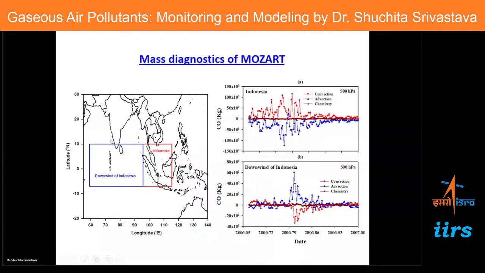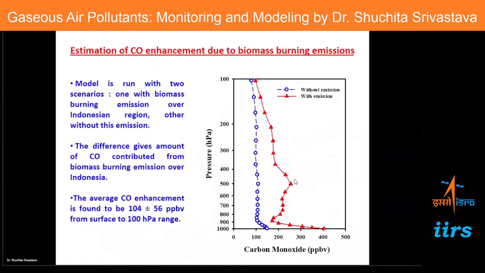Over the downwind of the Indonesia region, the reverse feature is observed. Here, advection is showing a positive contribution and convection is showing a negative contribution, and chemistry is again playing a negligible role. This shows that by using a model, we can segregate the contribution of different processes to the distribution of chemical species.